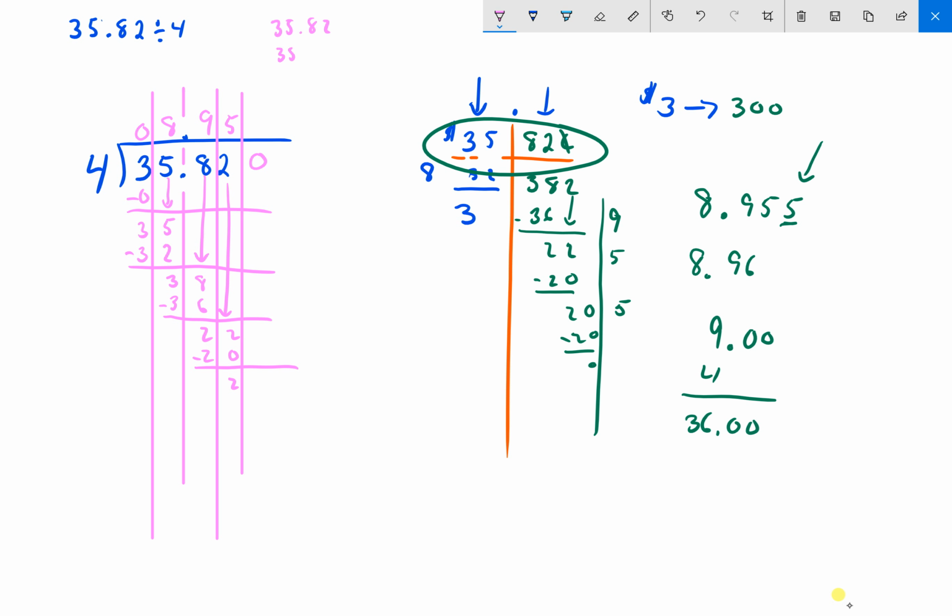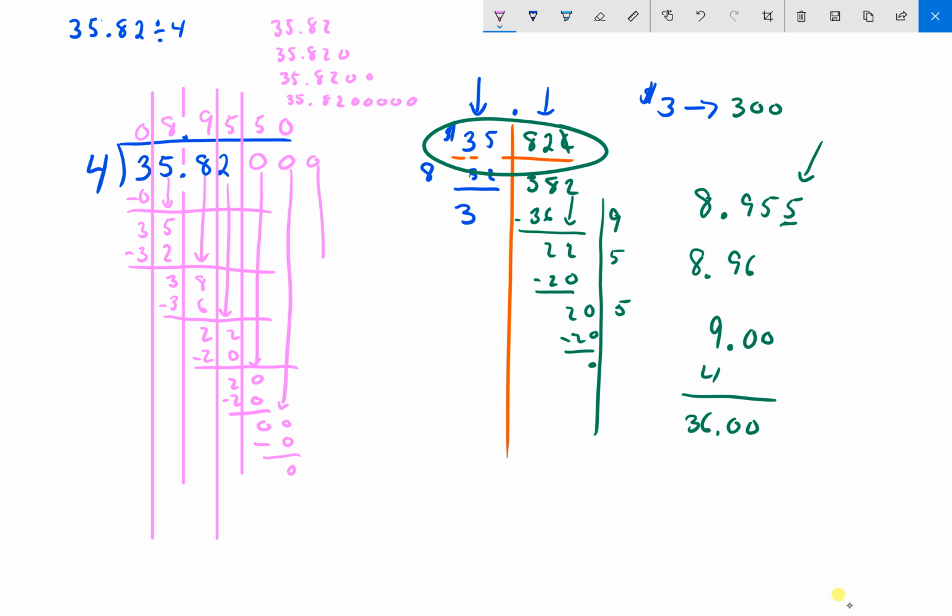and 35.820 are the same number, and 35.8200 is the same number, and if I wanted to, I could add as many zeros as I want. So I'm going to put a 0 there, and I'm going to bring it down. I'm going to say 4 goes into 20 5 times, and now I have no remainder. If I wanted, I could still bring down more zeros. I don't recommend it. I can say 4 goes into 0 times, and you get a 0.